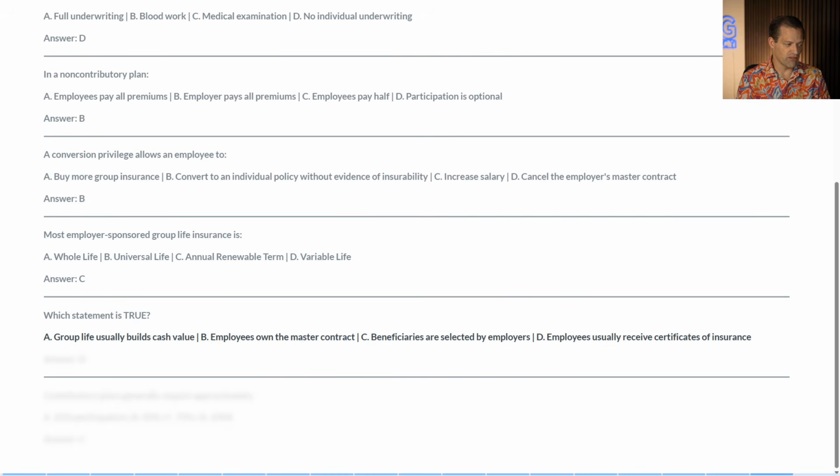Which statement is true? Group life builds cash value. Employees own the master contract. Beneficiaries are selected by employers. Or employees usually receive certificates of insurance. So we know that's from the last question. The answer is D. And contributory plans generally require approximately 25, 50, 75, or 100% participation. The answer is 75% participation.